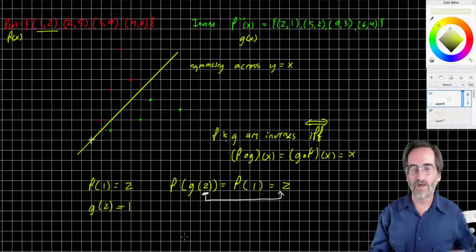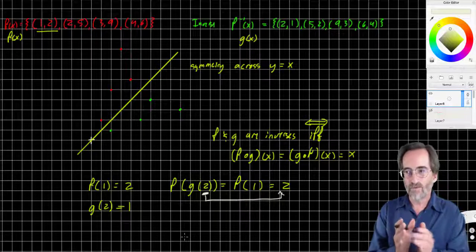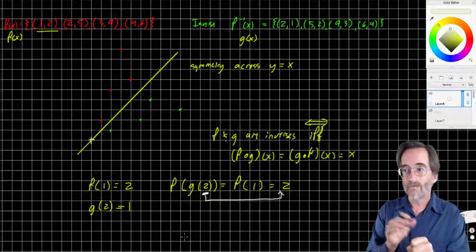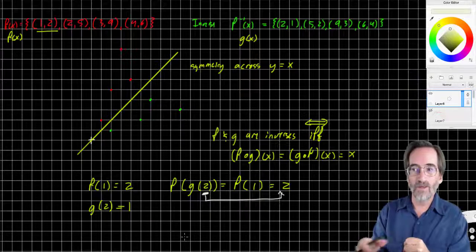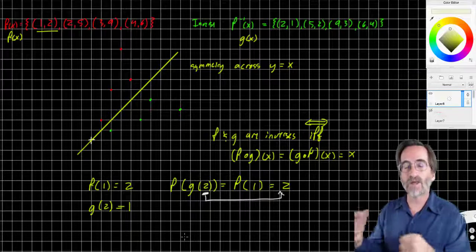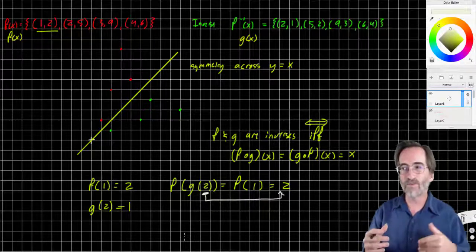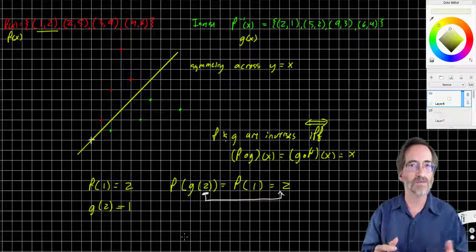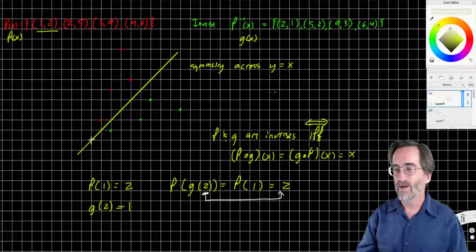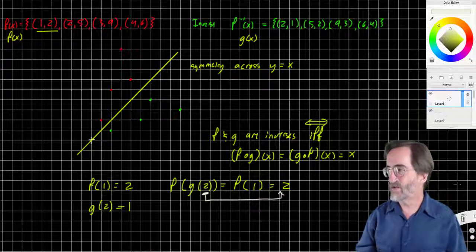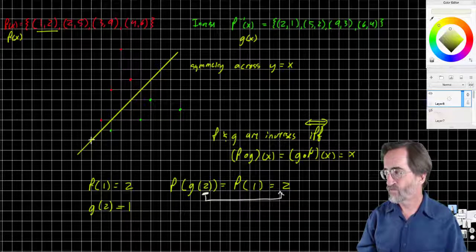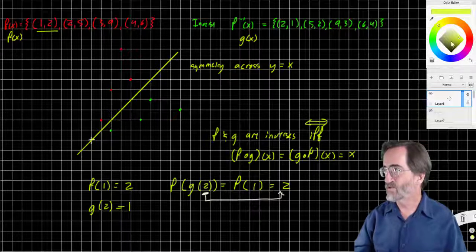So if I put in a number and calculate g of that number and then calculate f of the result, I'll end up back where I started. That's the idea. It really bears out the idea that inverse functions undo. Okay? And we can use that intuitive idea to find inverse functions. Okay? So let's do that here.